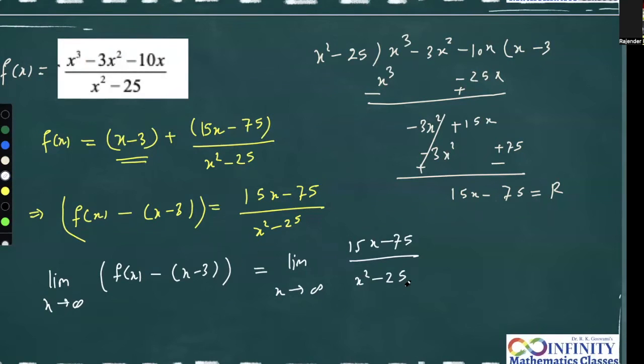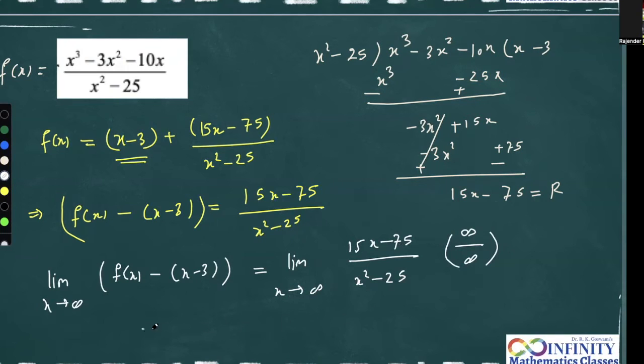If I ask you to put infinity in the numerator, you have 15x, it is infinity. In the denominator, you have x square. So basically, I'm having an infinity by infinity structure. How should I simplify this?